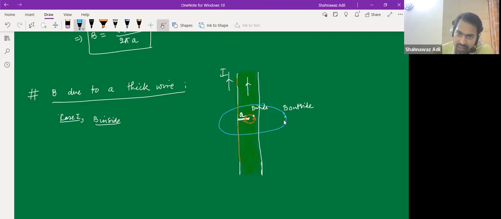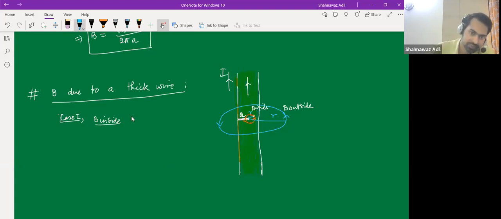Okay, and in here the current is flowing in this way. The magnetic field is this way and this. In here it is this way. So this is my Amperian loop. So I have this distance is r, and this distance is also a small r. Okay, so this is outside and this is the inside.